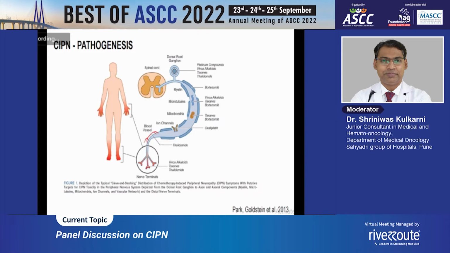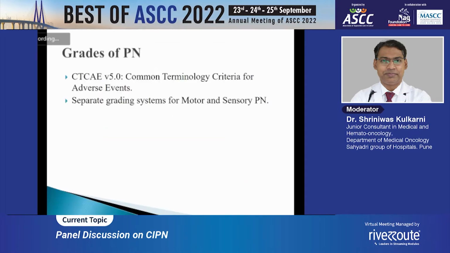So, what is the pathogenesis of CIPN? If we see the pathogenesis of CIPN and the involvement of various sites in the peripheral nervous system, there are practically all chemotherapeutic agents that act on the various sites of the peripheral nervous system. So, what are the grades of peripheral neuropathy actually? As per the Common Terminology Criteria, version 5, the grades of peripheral neuropathy are grouped into two parts: grades of peripheral motor neuropathy and grades of peripheral sensory neuropathy.